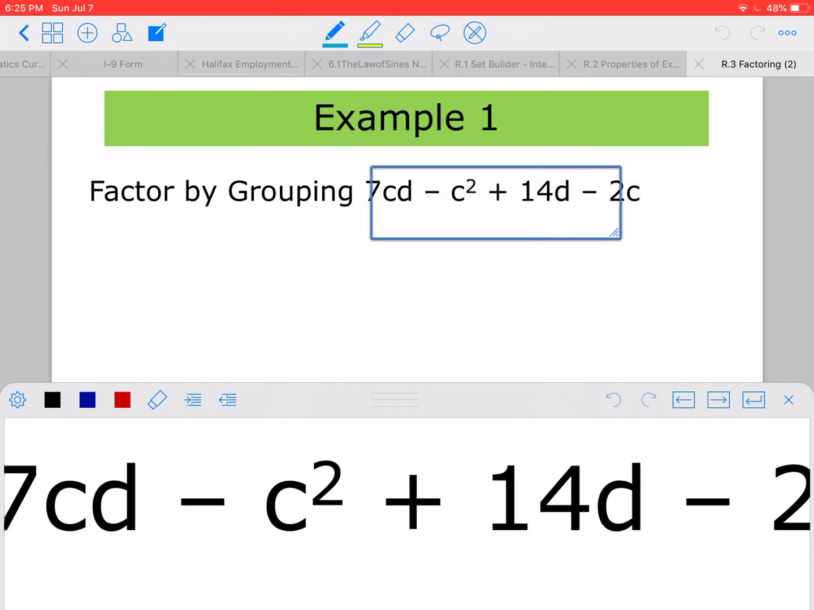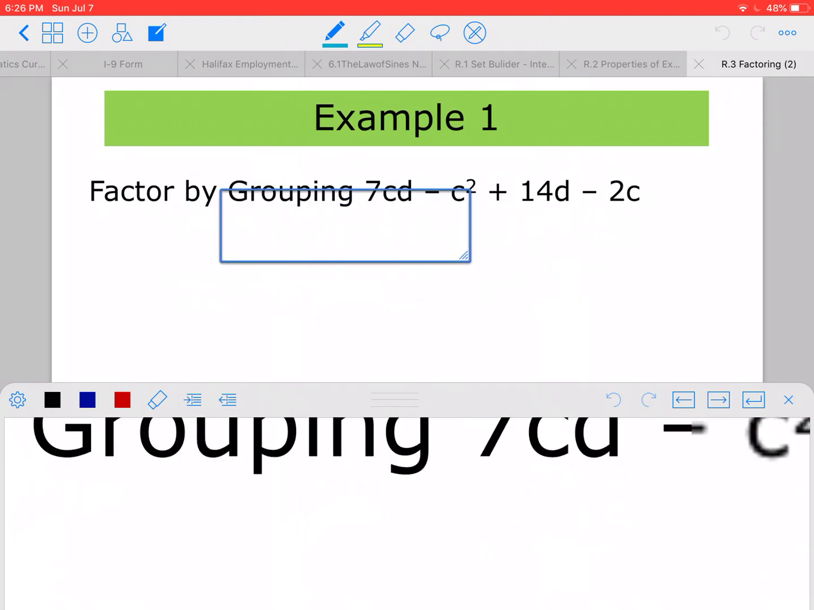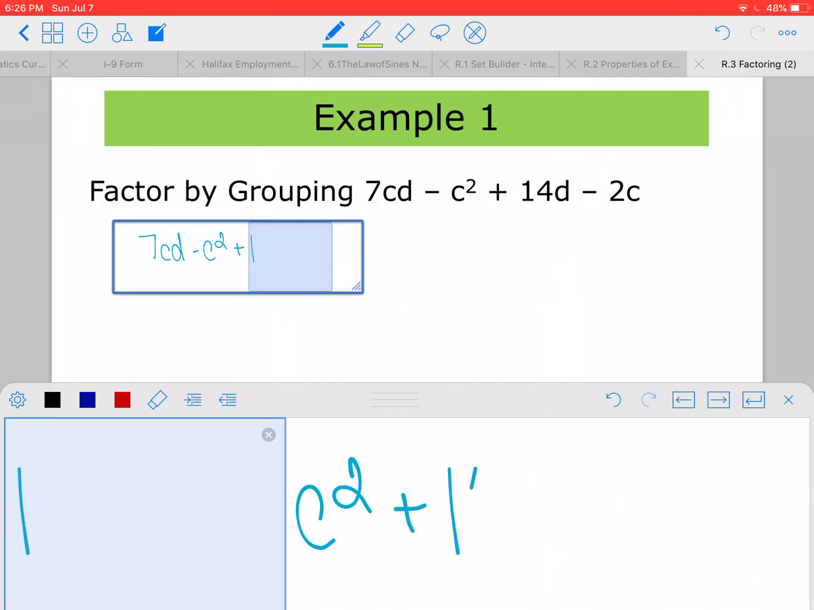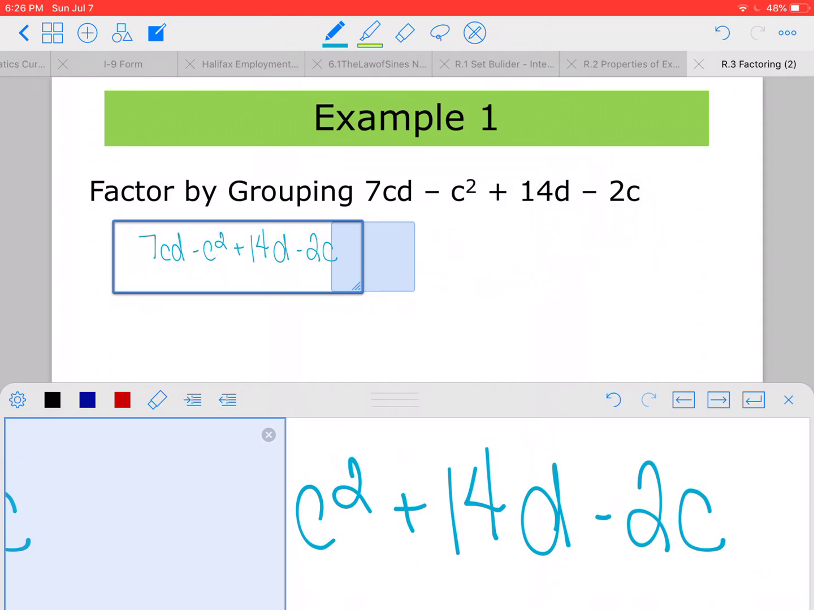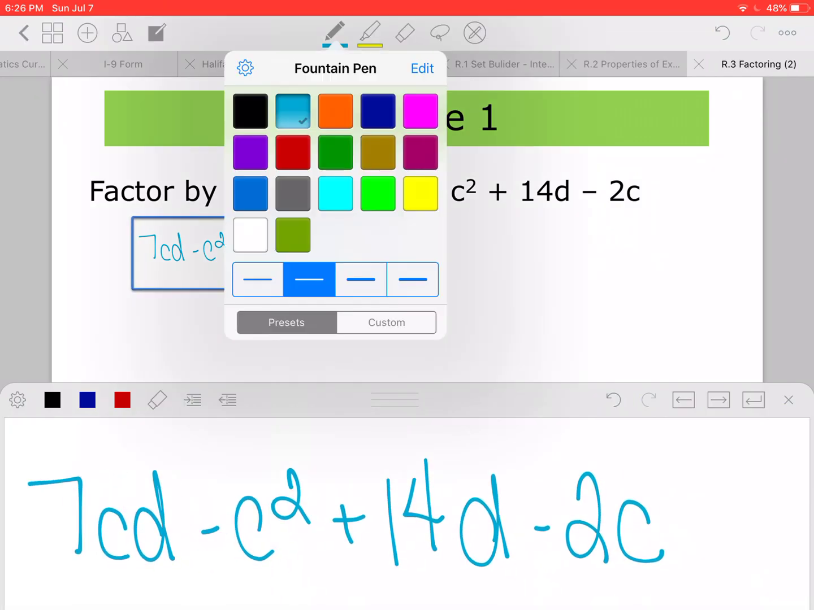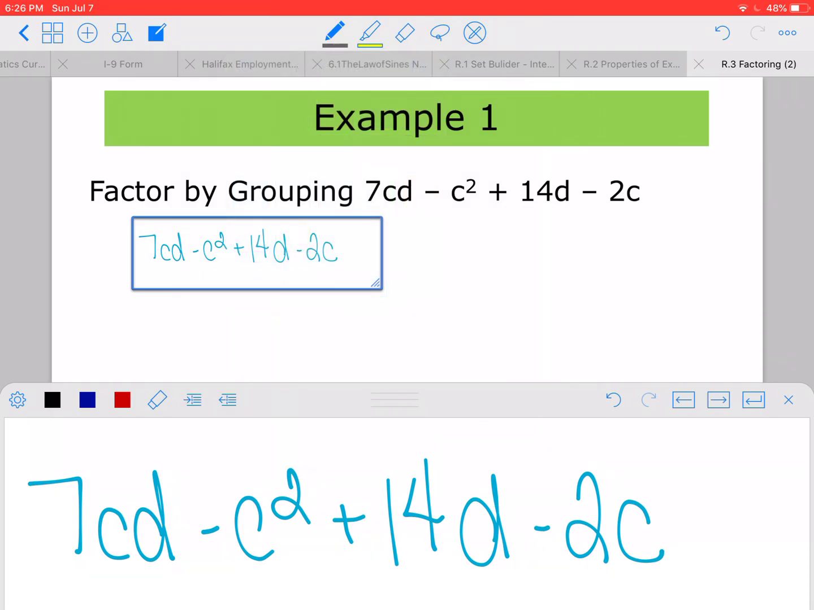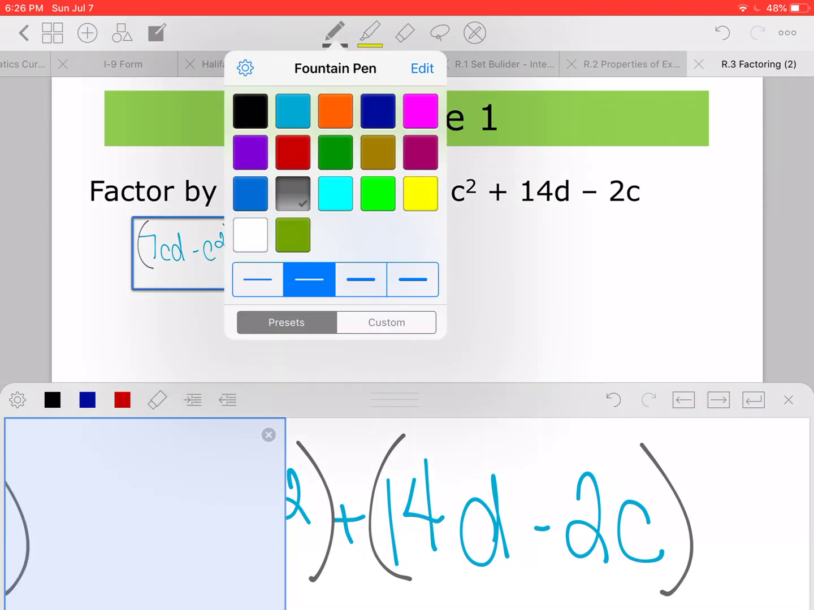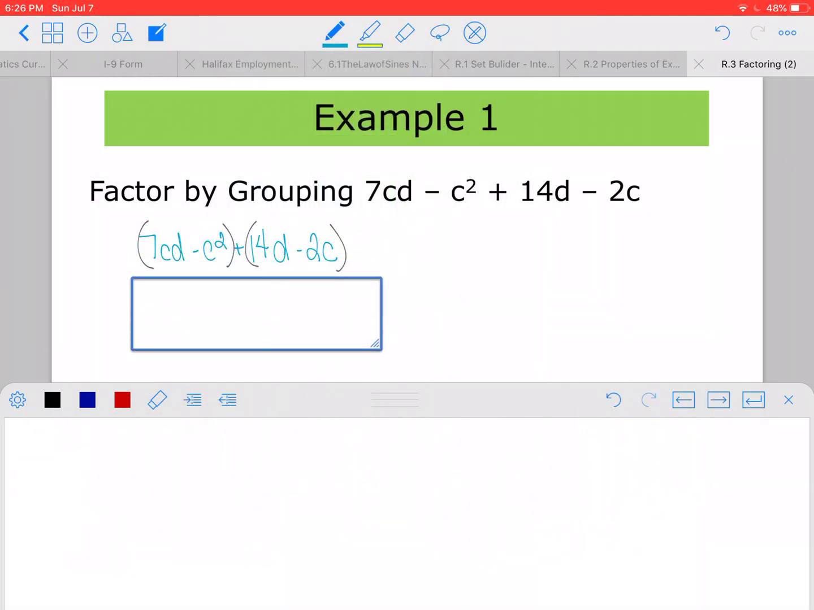So to factor by grouping, what we do is we take our expression and we group the first two terms and group the last two terms. Okay? And when we do that, we're going to factor out of each group. So factor out of each set of parentheses.